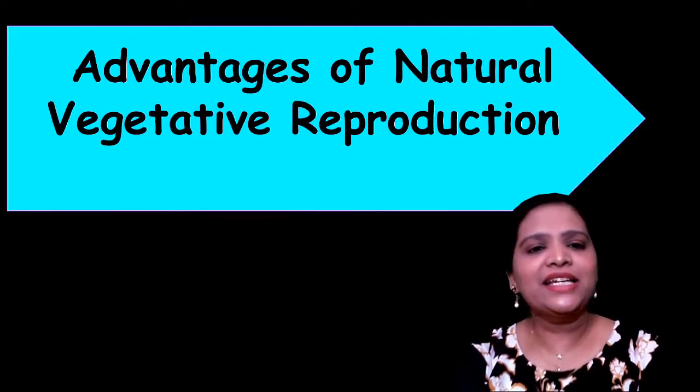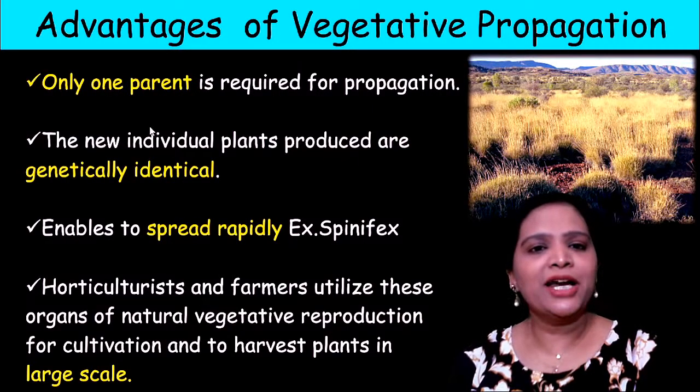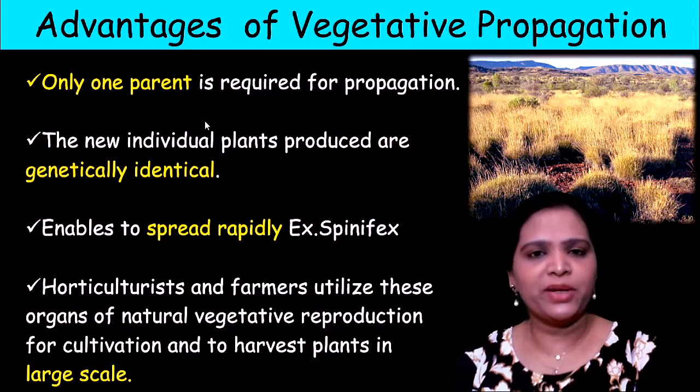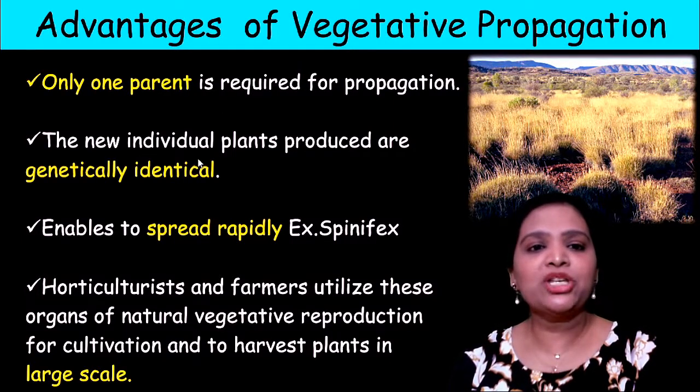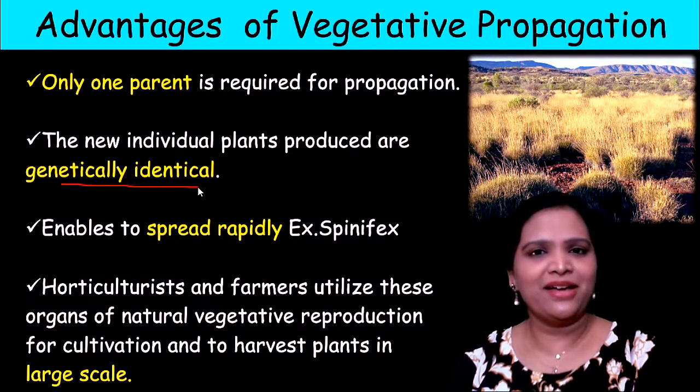Okay. Let us see what the advantages of this natural vegetative reproduction method in plants are. Here, only one parent is required for propagation. That we know, because this is an asexual method of reproduction. So only one parent is needed. Then, the individual parent produces an organism which is 100% genetically identical to the parent.